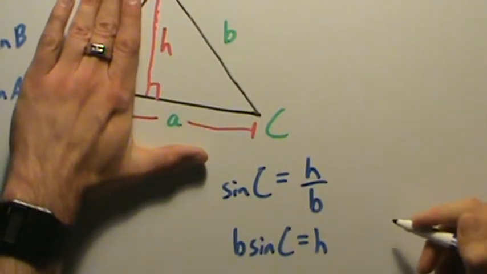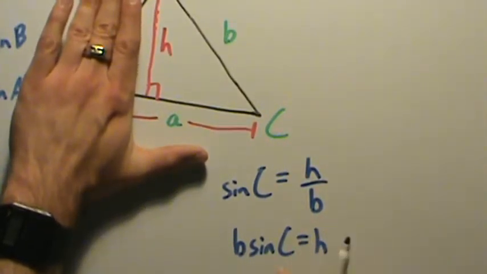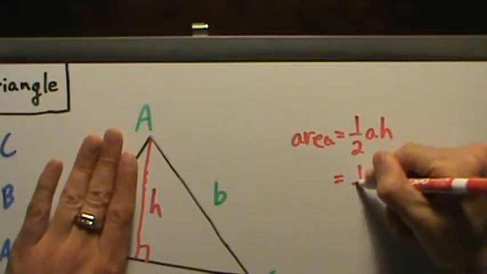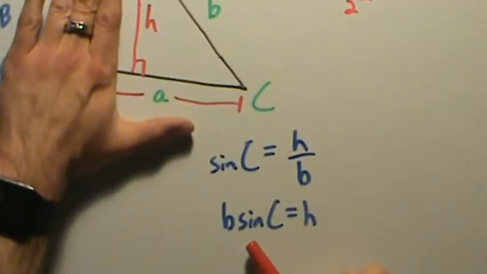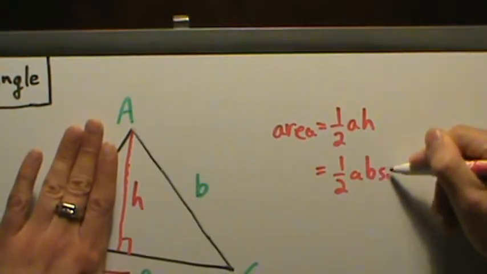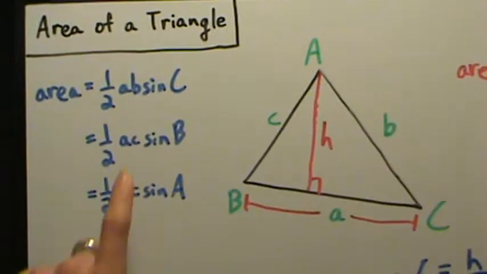So that's pretty much it. We can take H equals b sine capital C and stick it into here. So this becomes 1/2 A, and H becomes little b times sine of big C. So 1/2 ab sine C. That's the first formula here. That's where the first one comes from.